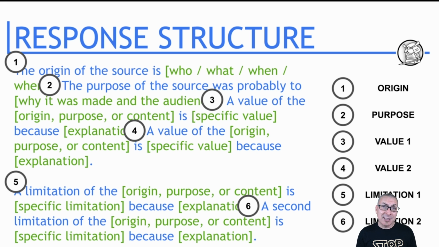So here's the response structure. Pause the video a little bit. Have a look at number 1, 2, 3, and 4. Note how I've broken it down to, the origin of the source is the who, what, and the when. The purpose of the source was probably the why it was made and the audience. Note I've got what it is and then the explanation. Pause the video and look at that for a moment.